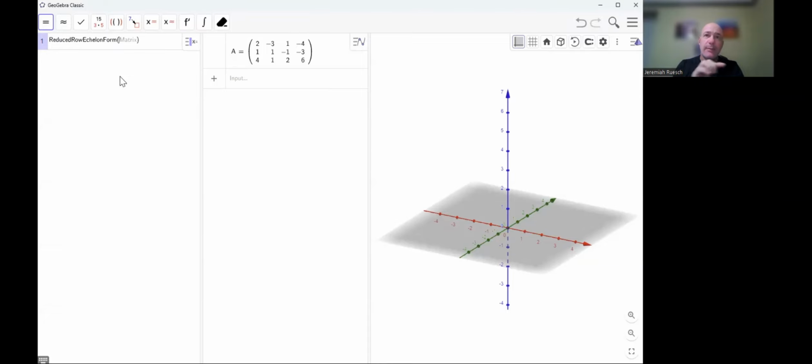So if you type that all in as row reduced echelon form, in all lowercase, it would still know what you're talking about. Okay, so we want it for a matrix A, and when we hit that, what we should see. Okay, so here's the row reduced echelon form.